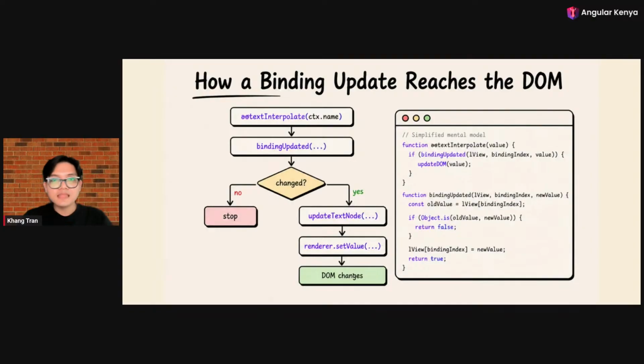And the value will be updated in the DOM. So the concept here is reading the binding and then comparing it with the previous value. If it changed, then store the new value back to the LView and then update the DOM. And it's exactly the render function that I showed in the very beginning example.